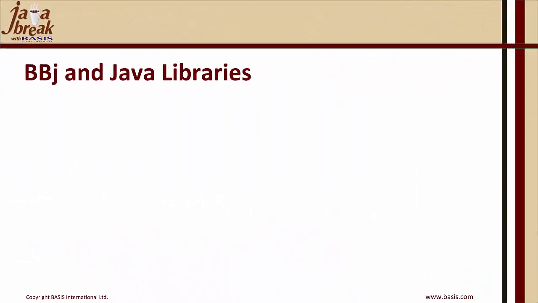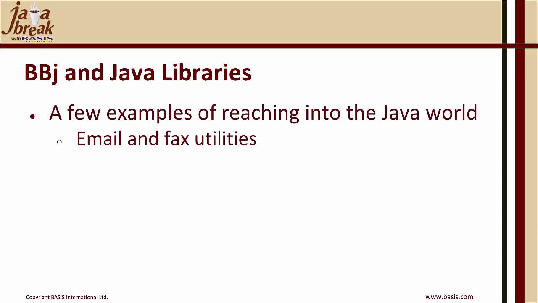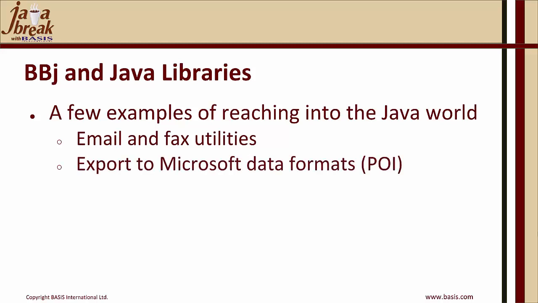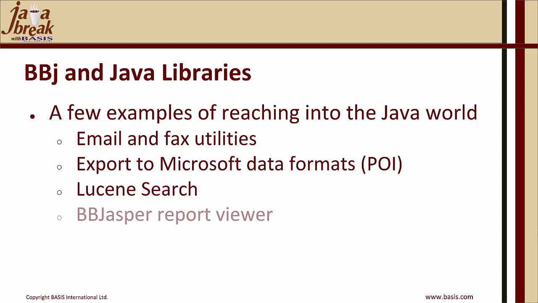Let's review a few of the Java libraries that we've already leveraged with the BBj utility set. Firstly, we have the email and the fax utilities. Email is an open source component. The fax utilities have a very small paid component attached to them. We can export to Microsoft file formats through the POI open source library. We also have the Lucene search, Google-like search capability from the Apache open source community.